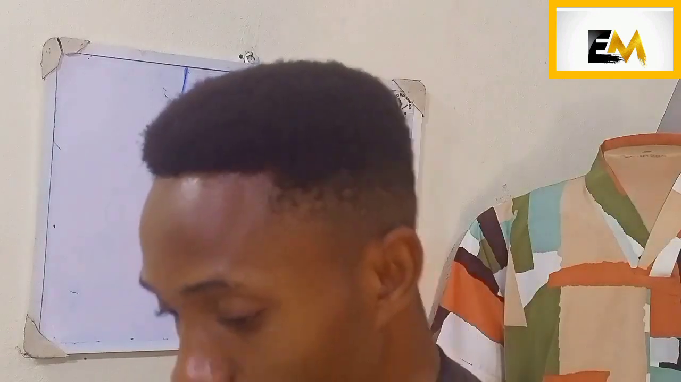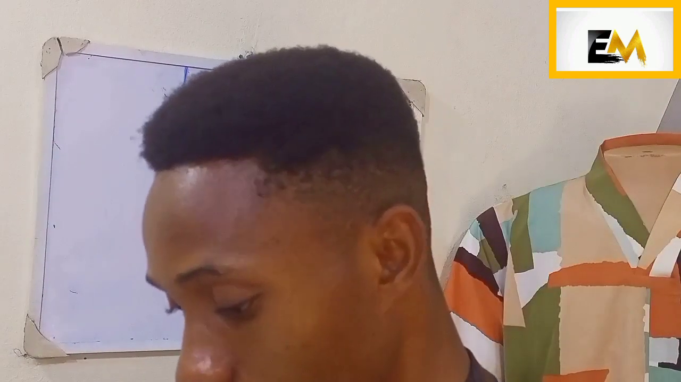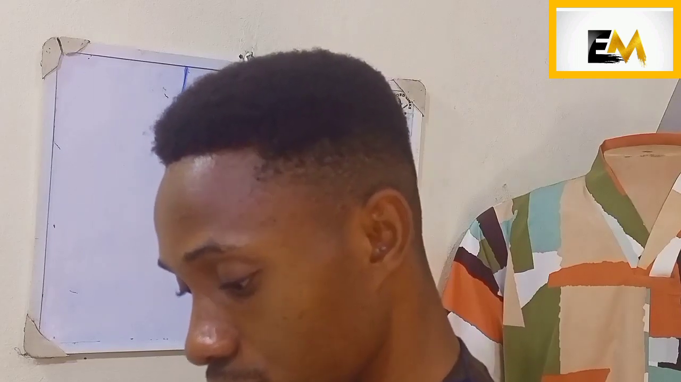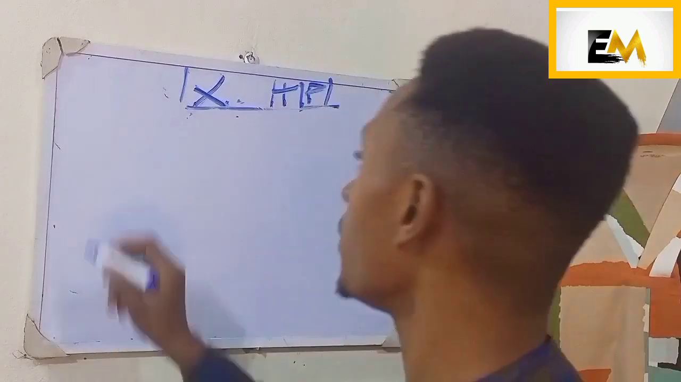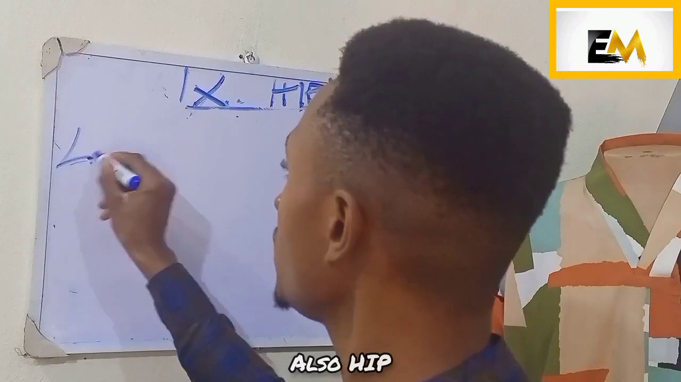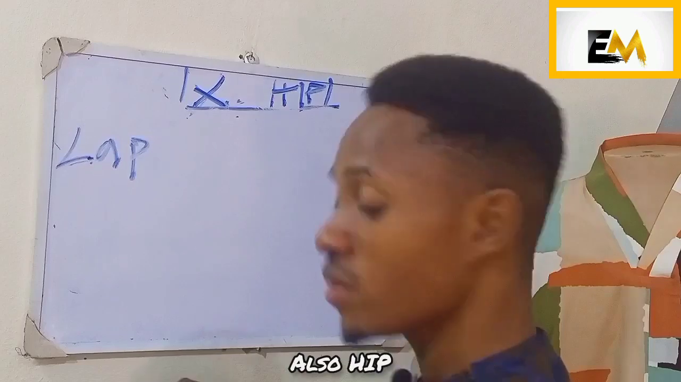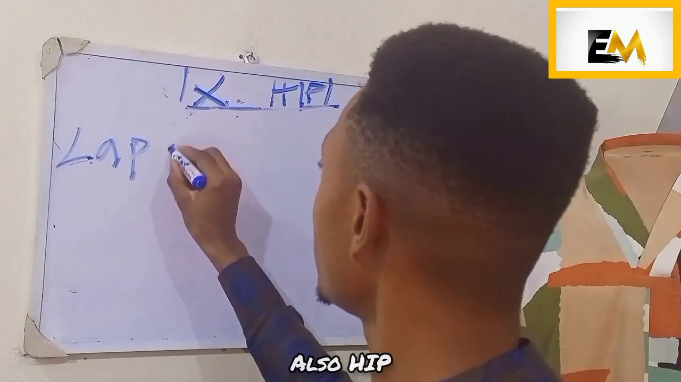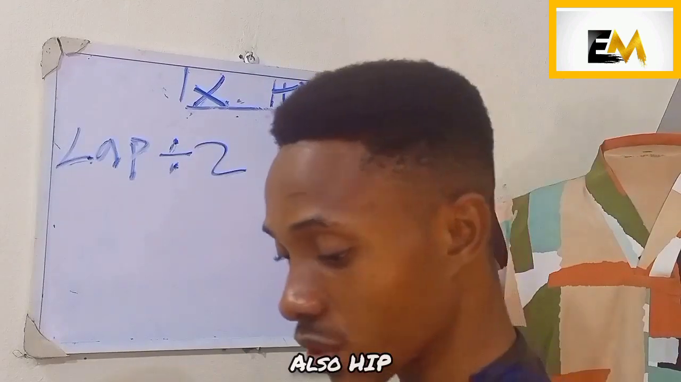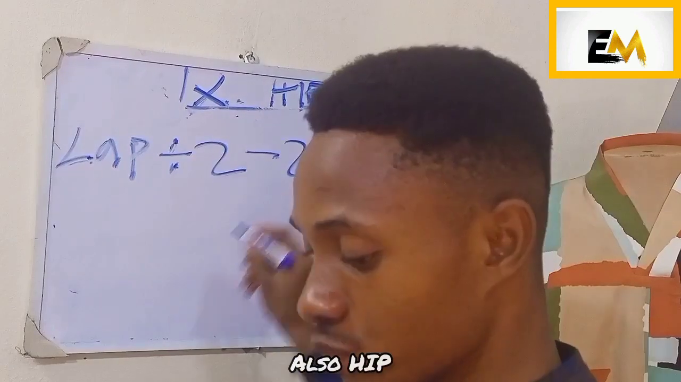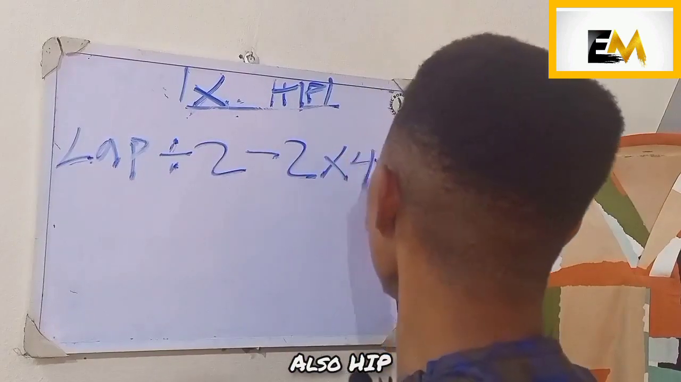Okay, forgotten hip is lap. Sorry, I wrote it down so I can read; it's a little bit hard for me to memorize. Lap divided by 2, minus 2, times 4.